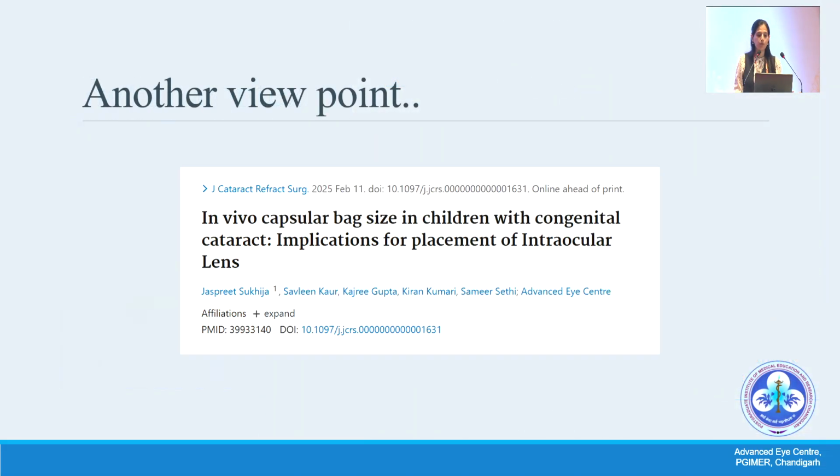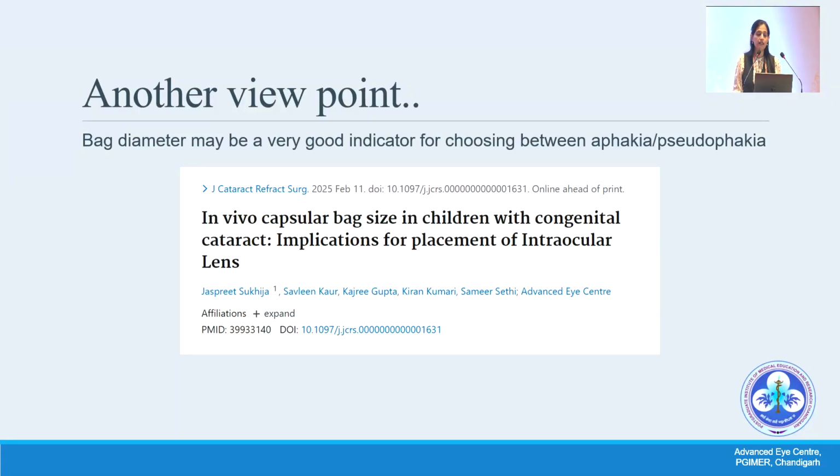Another viewpoint, a wonderful thought by Dr. Jaspreet, is that if you have an age less than 6 months, look at the back diameter. And this is a paper that we published recently, that the back diameter might be a good indicator, even if you have an axial length and a keratometry reading that is not normal for that age, but the age is less than 6 months. Look at the back diameter if you can with the ultrasound biomicroscopy, and if the back diameter is more than 8 mm, you can go ahead and implant an IOL.